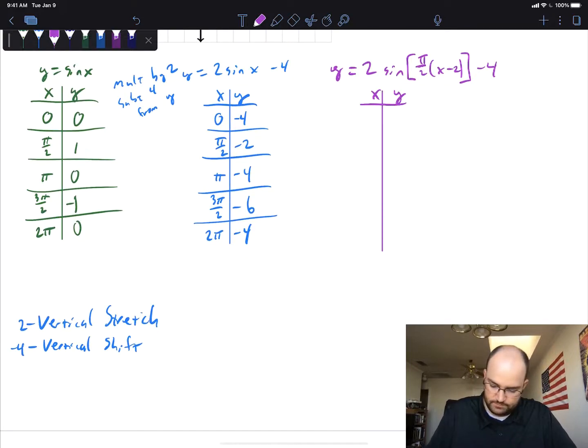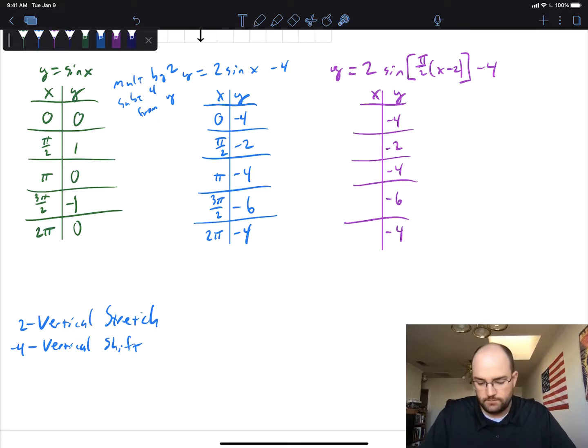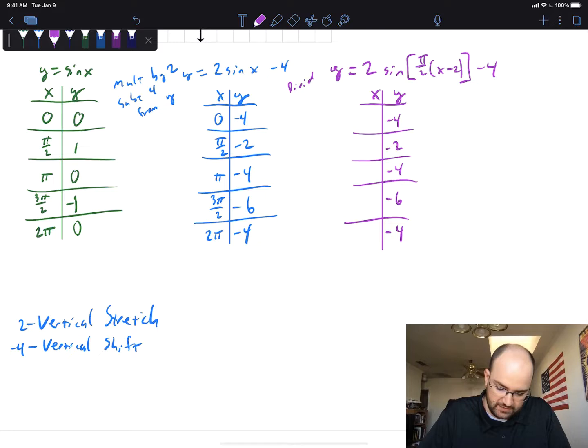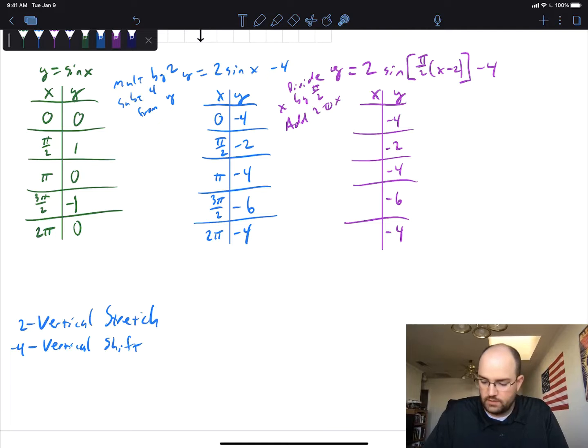XY table. The y's are going to stay the same because only the x's are given here. So negative 4, negative 2, negative 4, and negative 6, and negative 4. Good. Here's the thing, though. Working with this, we have to divide by pi over 2. So divide x by pi over 2. And then once you do that, you add 2 to the x's.